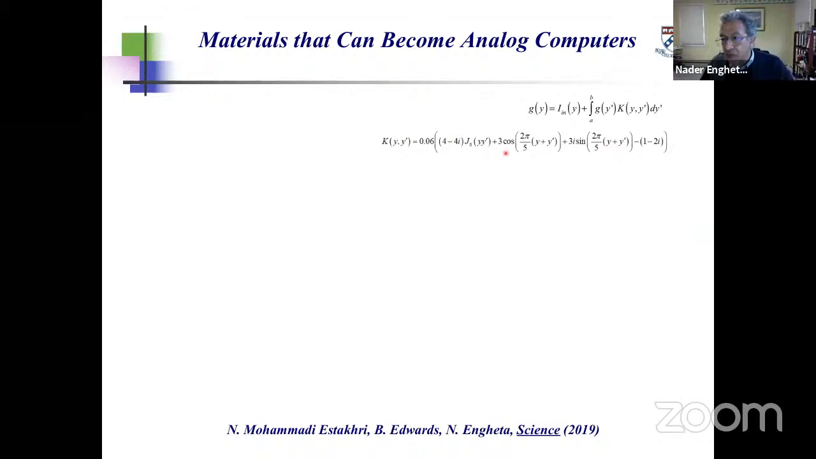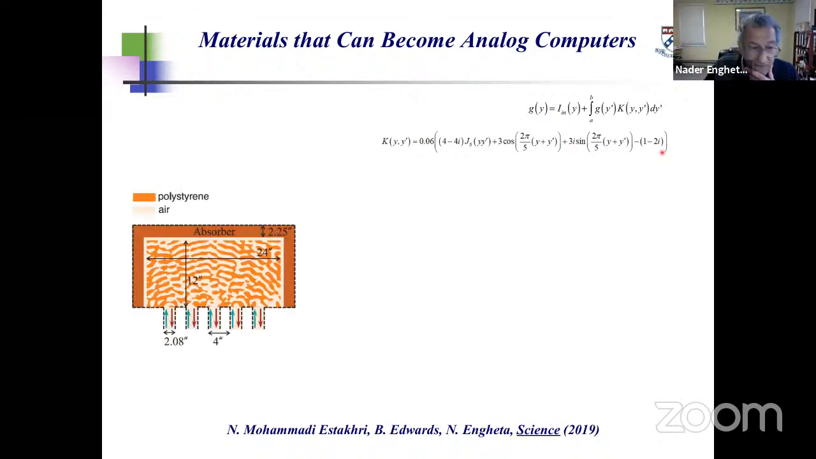And it's very general. It is complex, as you see. It is not translationally invariant; in other words, you cannot write this as y minus y prime. And it is not separable; you cannot write it as a multiplication of two kernels, one of them with y, the other with y prime. So this kernel is general. So we use the concept of inverse design.